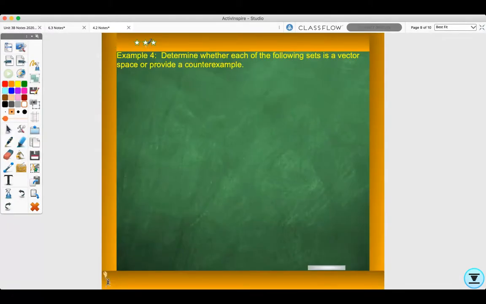So let's look at example 4. Determine whether each of the following sets is a vector space or provide a counterexample. So H is (x, y), our vector, where x minus y equals 4. Looking at this right away, this is not a vector space because you cannot get the 0 vector ever. So not a vector space because you can't get the 0 vector.